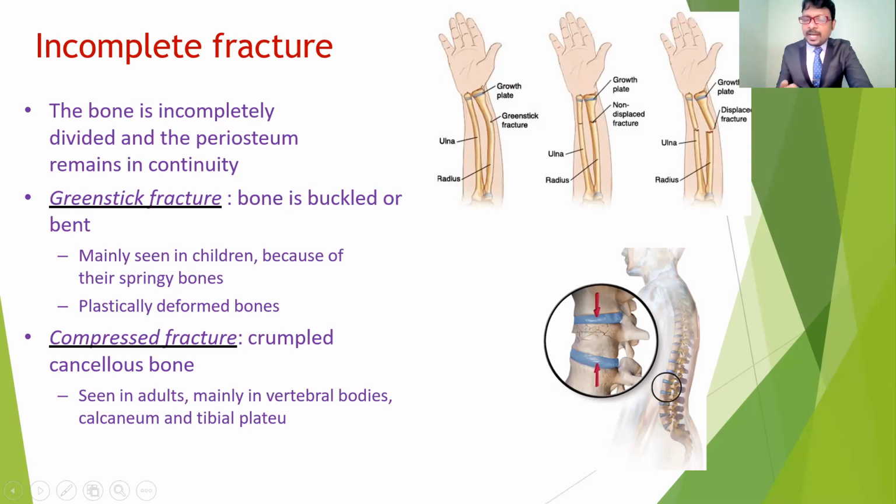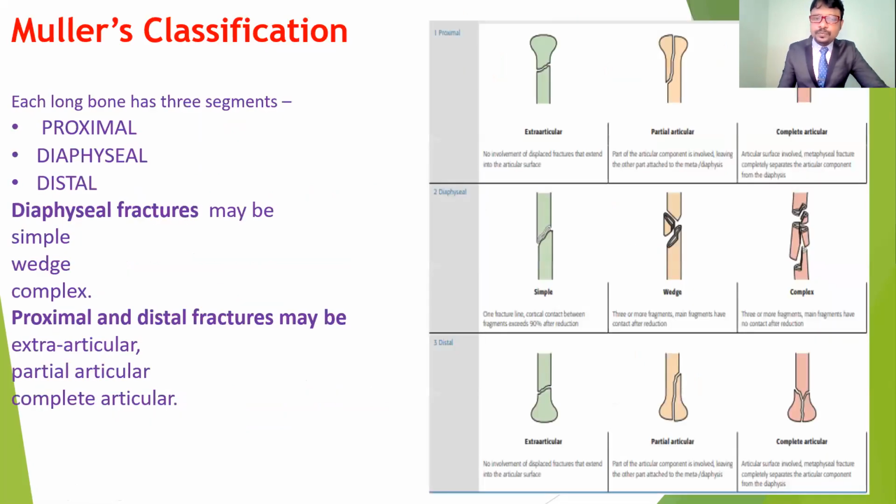If anybody jumps from a height or suddenly falls, for example a washroom injury, if someone slips in the bathroom because of the slippery floor and falls on the buttocks, there is a chance of compression, which may cause a fracture in the vertebral body. Or if anybody jumps from a height, they may get a calcaneum fracture and also tibial fractures. These fractures are called compressed fractures.